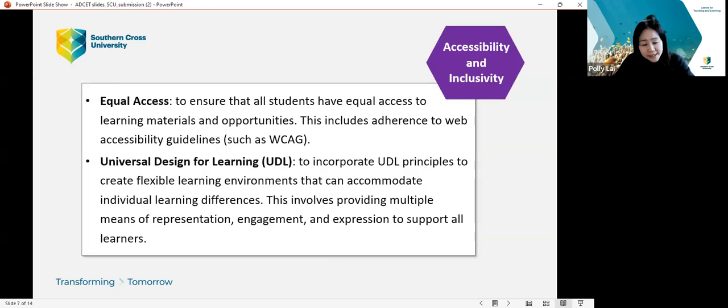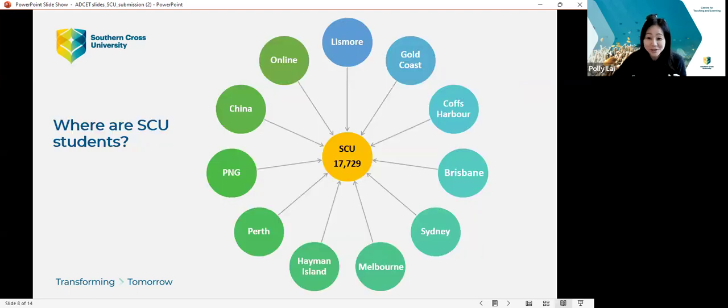So in accessibility and inclusivity, we would like to achieve equal access for all the students. And we also take universal design for learning into consideration to create a flexible learning environment that can accommodate individual differences. And why we are thinking about this is because our students come from almost everywhere, as you will see on the screen, everywhere in Australia.